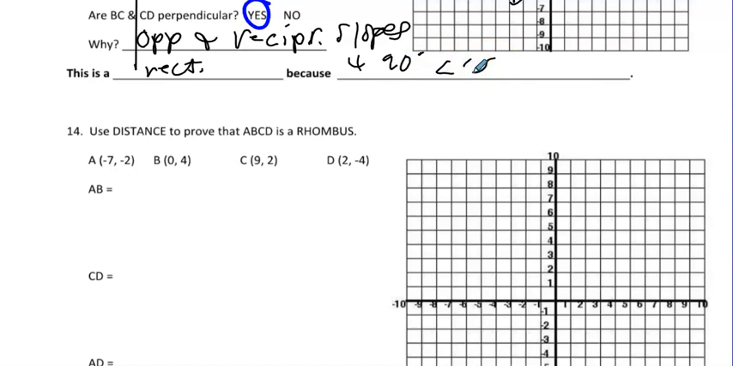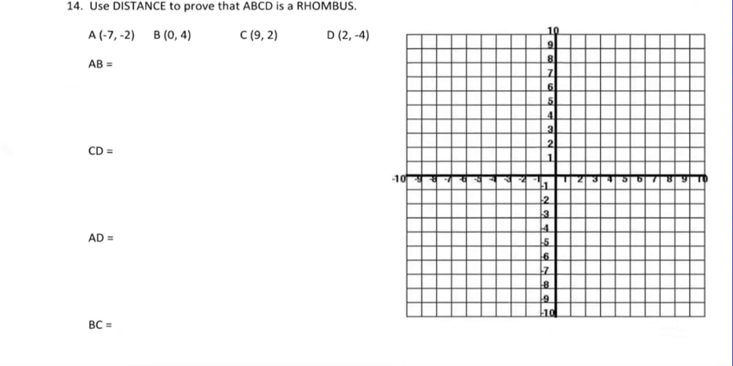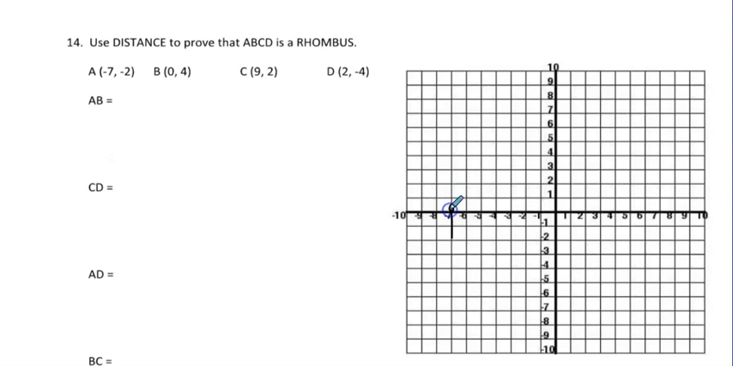Again, hit pause if you need to. Let's be careful about plotting this. -7, -2 means left 7 and down 2. That's my A. B, 0, 4. So don't go left, don't go right, just go up 4 spots. 9, 2 means right 9, up 2. Positive, positive. That's C. And then D is a right 2 and down 4.